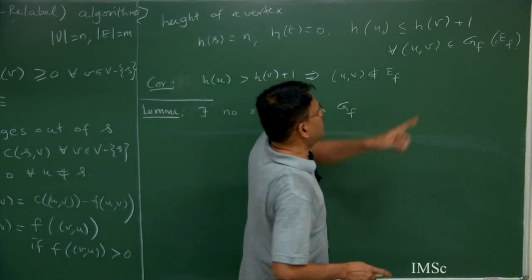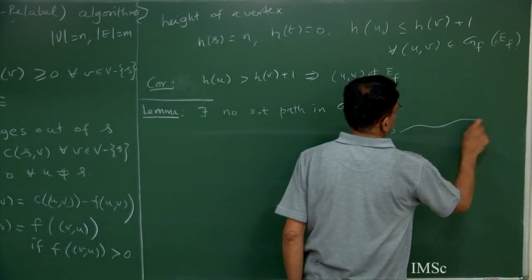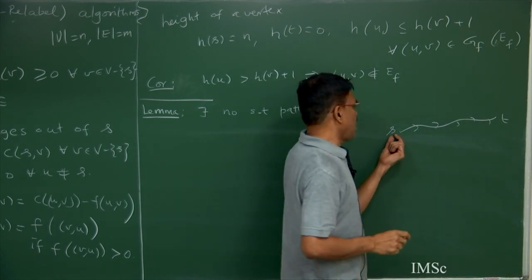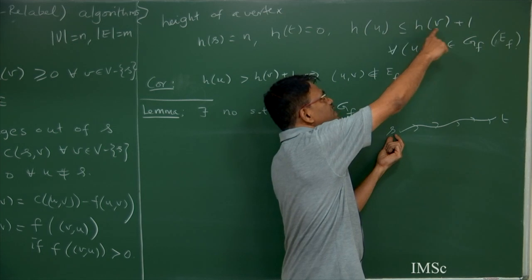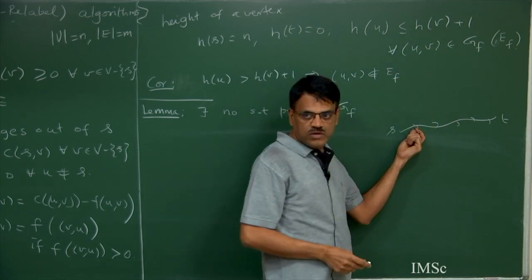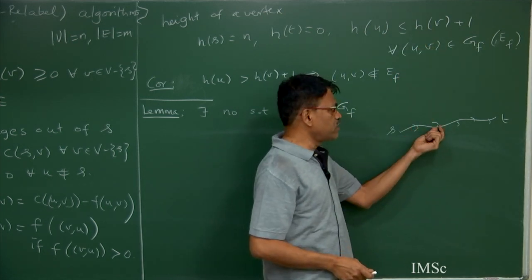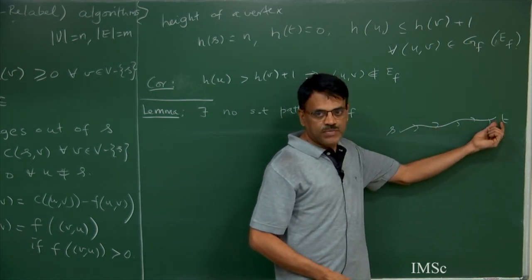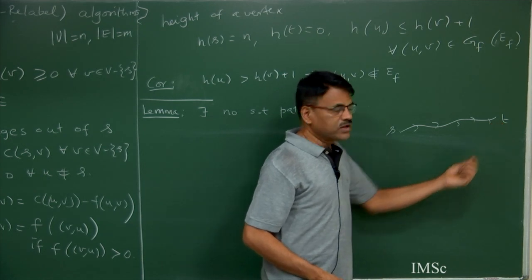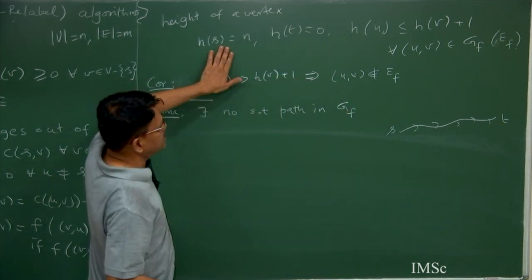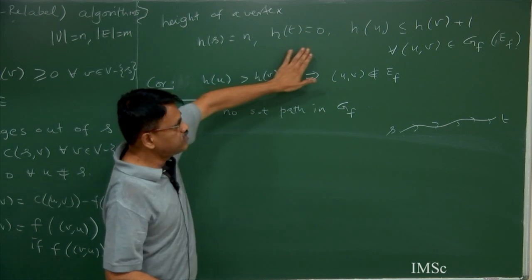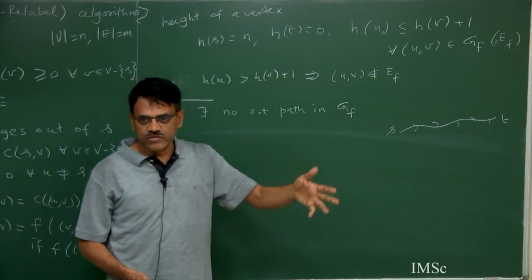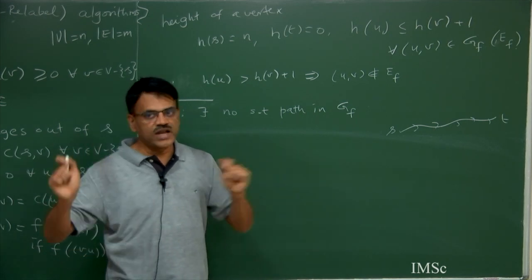Suppose there is an s-t path in your residual network. Then height of s is less than or equal to height of, let's call this v1, plus 1, which is less than or equal to height of v2 plus 1. So in particular, height of s is less than or equal to height of t plus the length of the path. My height is maintained in a way that height of s is n, height of t is 0. So I have n less than or equal to the length of the path. The length of the path is strictly greater than n, which is a contradiction.